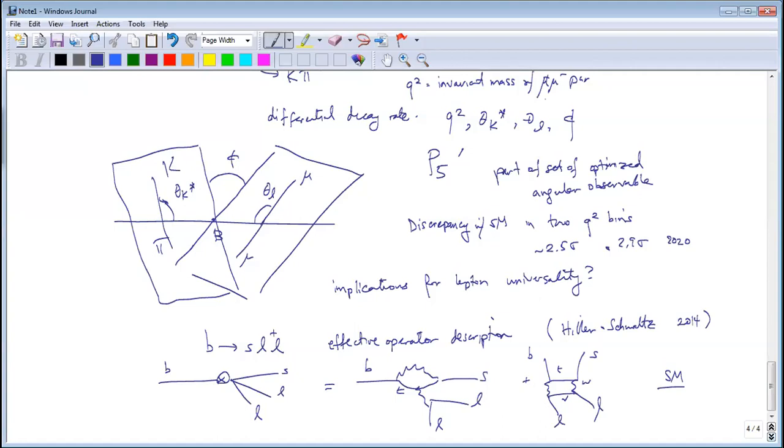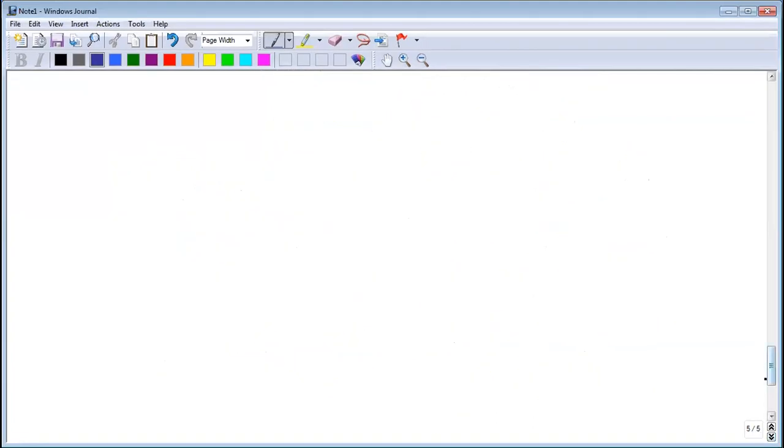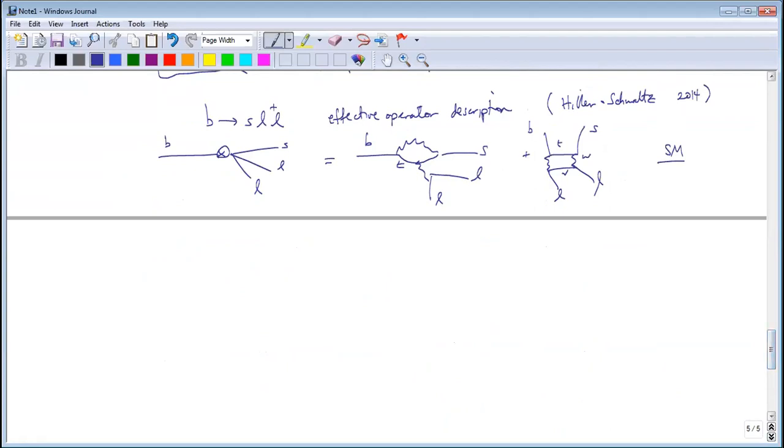So let's talk about then the effective Hamiltonian of such a process. Okay. And this is traditionally written as follows: minus 4 G Fermi over root 2. Then there's alpha over 4 pi, where alpha is the fine structure constant here, V_tb V_ts star. And then there's going to be a sum over possible operators, C_i, those are the Wilson coefficients.